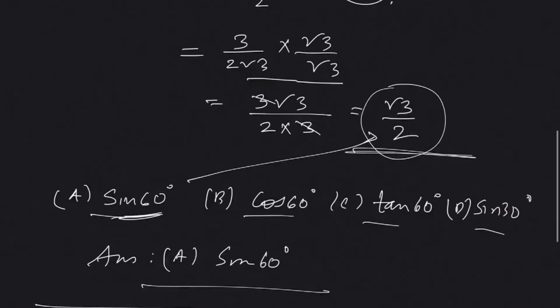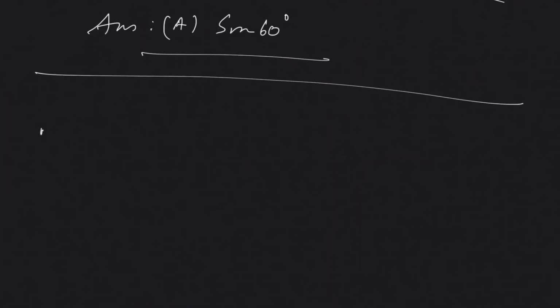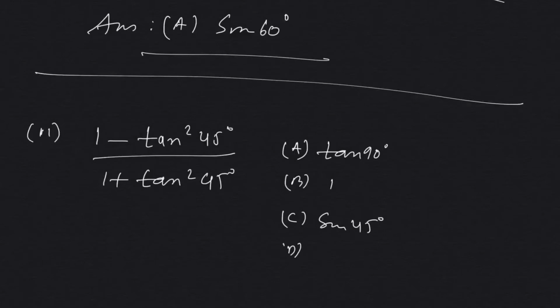So now we continue solving the second one. 1 minus tan square 45 degree divided by 1 plus tan square 45 degree. This should be very simple. The options that they've given are A tan 90 degree, B 1, C sine 45 degree, and D 0. Okay, let's solve.